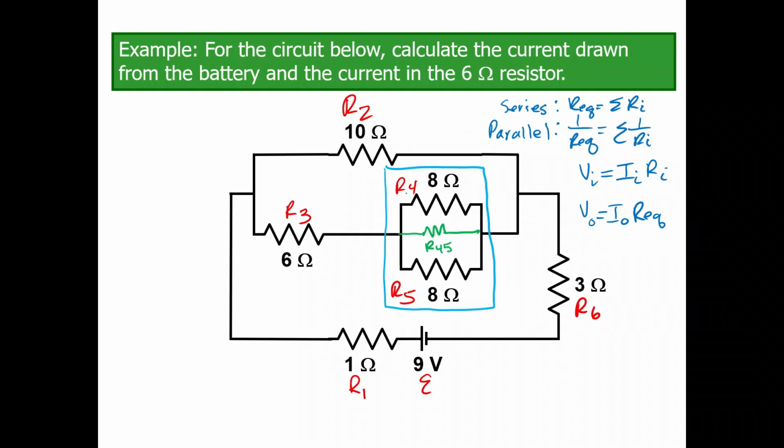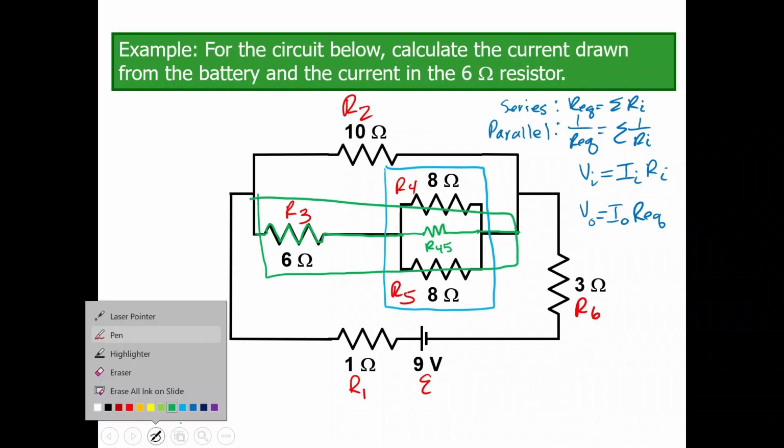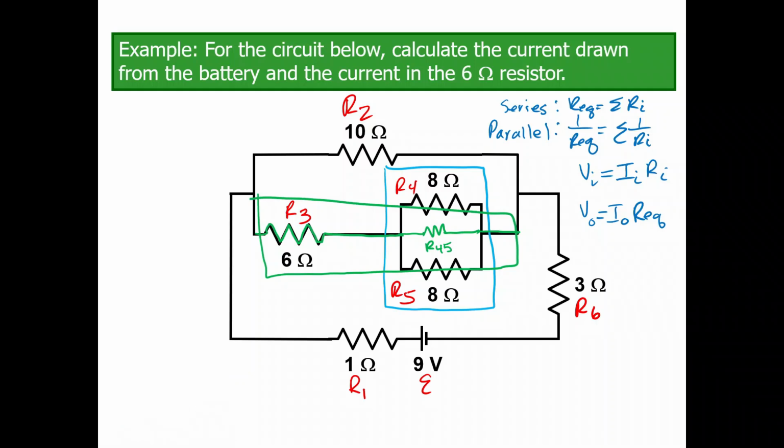And then if I ignore R4 and R5 and I just look here, what I've done is replaced those, so R3 and R45 are now in series with each other. So I now have a series right here. So what I could do is find the equivalent resistance of those two components, R45 and R3, and replace those with a single resistor, which I can call R345. And then if I picture R345 as the only thing now left in this branch, it is in parallel with R2.